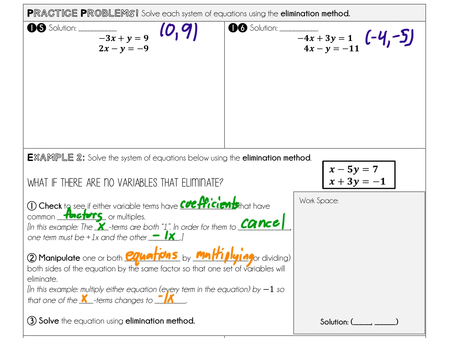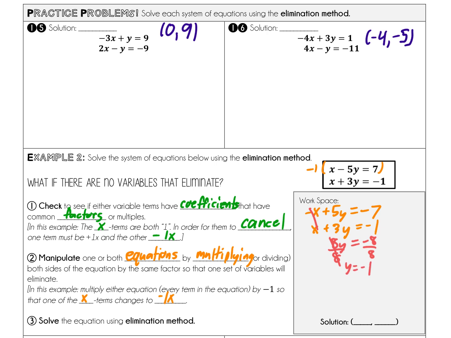I will multiply the first equation, x minus 5y equals 7, by negative 1. The equation is now negative x plus 5y equals negative 7. I can now solve using the elimination method. Negative x and x cancel out. 5y plus 3y is 8y, and negative 7 plus negative 1 equals negative 8. Dividing both sides by 8 gives us y equals negative 1.